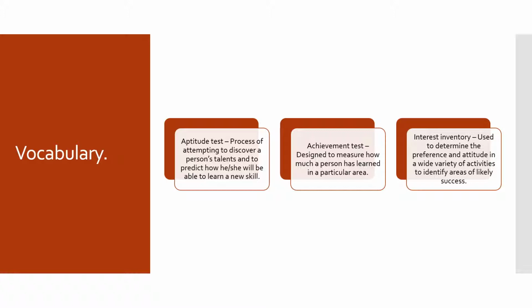Vocabulary. An aptitude test is a process of attempting to discover a person's talents and to predict how he or she will be able to learn a new skill. An achievement test is designed to measure how much a person has learned in a particular area, and an interest inventory is used to determine preference and attitude in a wide variety of activities to identify areas of likely success. We're going to talk about all three of these today.